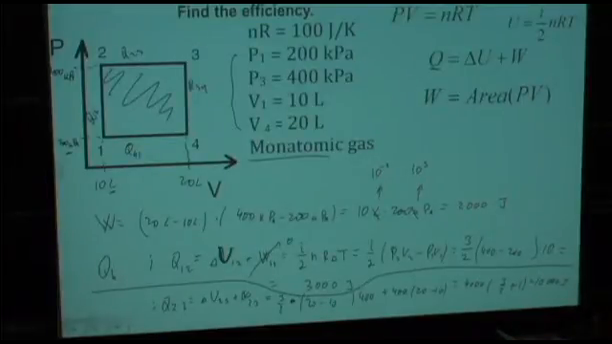So we're practically done. We just need to add two numbers. 3,000 from Q12, 10,000 from Q23. So 10 plus 3, 13,000. The work equals 2,000. So the efficiency will be work over total hot heat: 2,000 divided by 13,000 times 100%. Very inefficient engine.